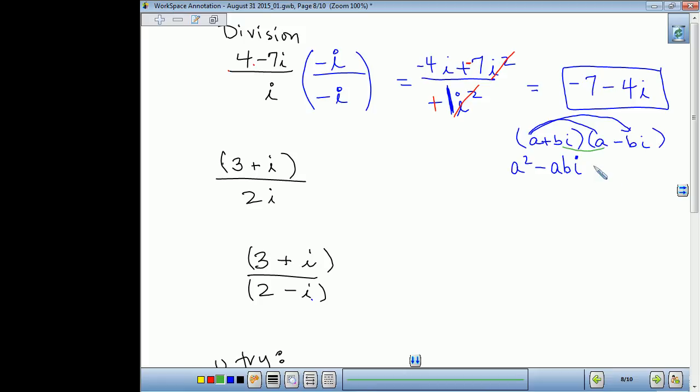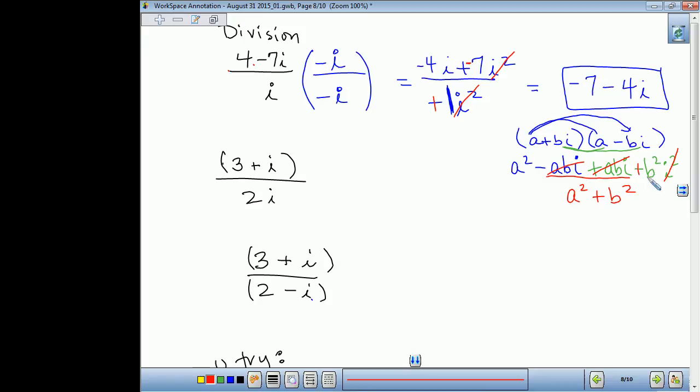Positive bi times a is positive abi. And positive b times negative bi is negative b squared i squared. Now, i squared does what? Changes it to positive. What happens to my opposites? They cancel out. And so did all the imaginary parts go away?